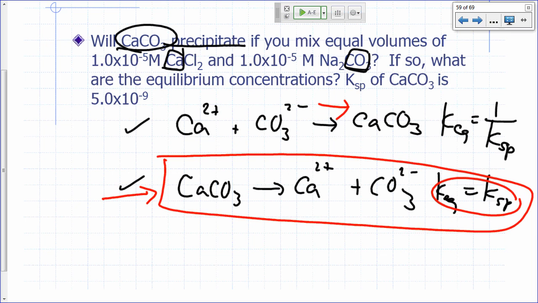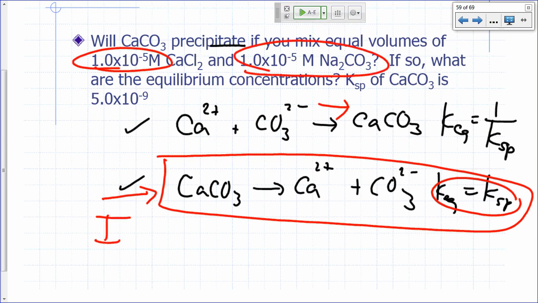You're given equal volumes of 10 to the negative fifth molar calcium chloride and 10 to the negative fifth molar sodium carbonate. So what would be our initial concentration for calcium carbonate? There's no solid calcium carbonate, right? Because you're mixing two solutions. What's the initial concentration of calcium? Is it 10 to the negative fifth?